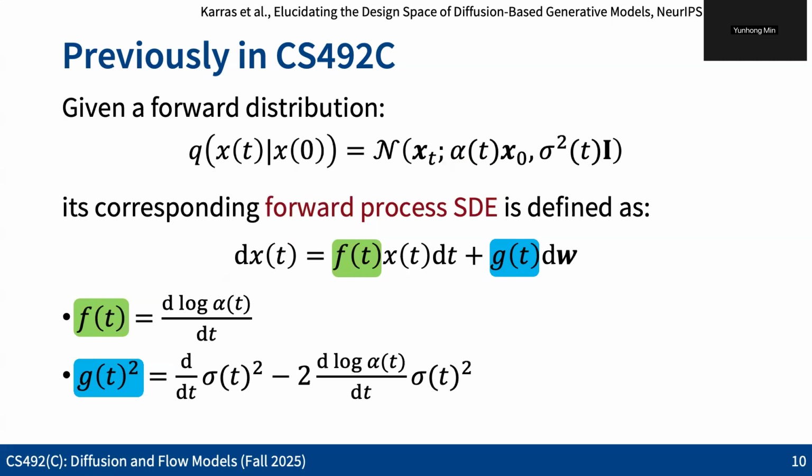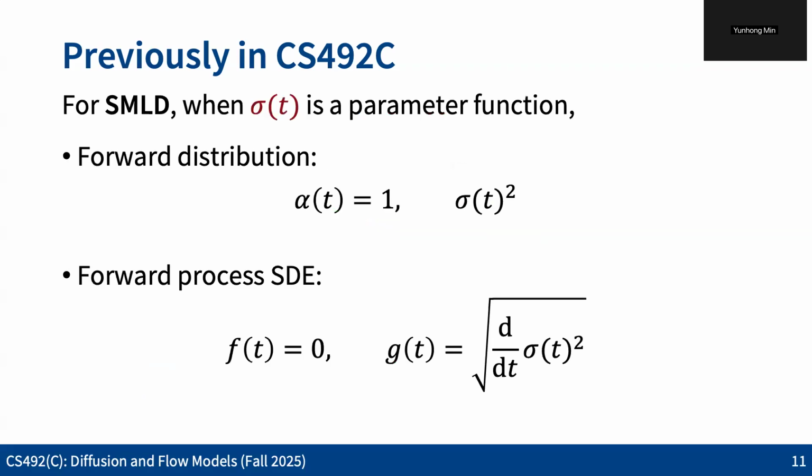So how exactly are the forward distribution and the forward SDE defined for the special cases that we have seen last time? For the SMLD case, for this correlated distribution, when you take the sigma function as our parameter function, then the forward distribution is defined with this alpha and sigma function. This is the usual defined function, right? And we just set the alpha function to be 1. This was the case. And given this alpha and sigma function, we could also say that the f and the g functions are defined in this way, right?